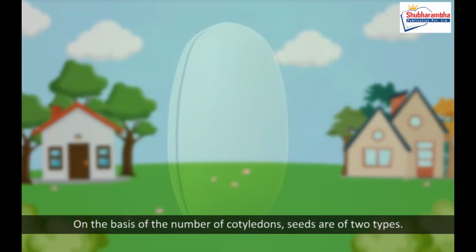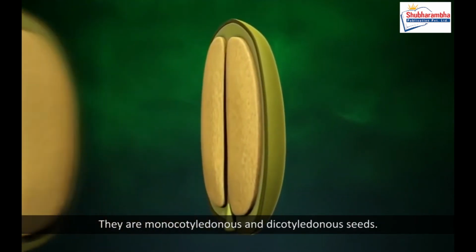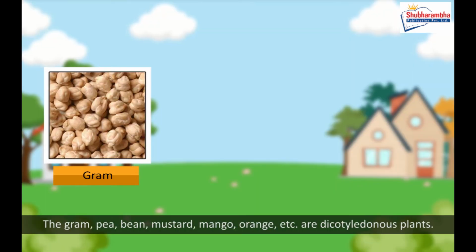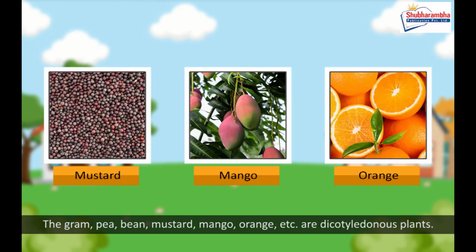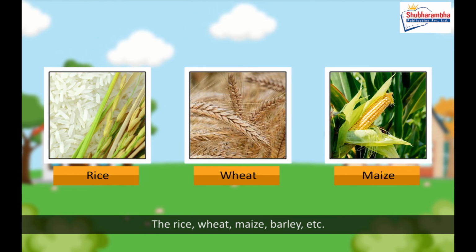Types of seeds. On the basis of the number of cotyledons, seeds are of 2 types. They are monocotyledonous and dicotyledonous seeds. The gram, pea, bean, mustard, mango, orange, etc. are dicotyledonous plants. The seeds of these plants contain 2 cotyledons. The rice, wheat, maize, barley, etc.